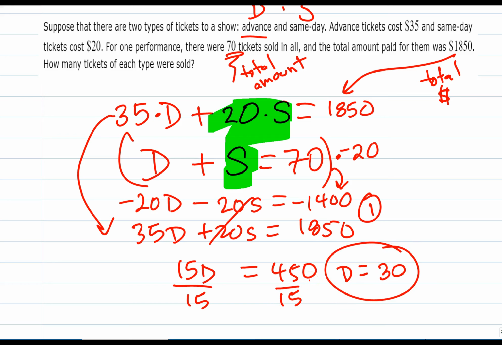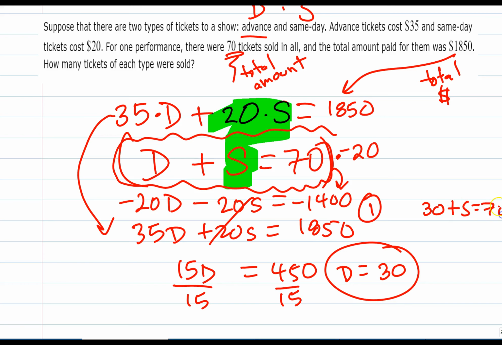We had 30 advance tickets sold, right? How many same day then? I'll give you a hint. They totaled 70, didn't they? So if I sold 30 at the first one, 30 plus what is 70? Right?